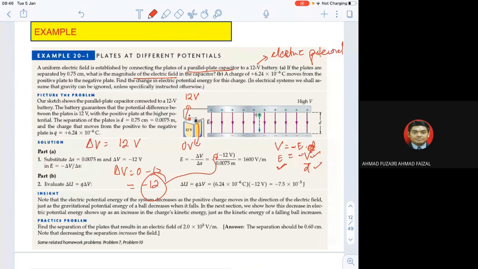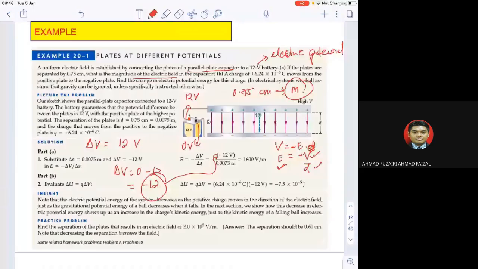And remember, the displacement given in the question is 0.75 centimeters, so we should change this to meters. Remember to do that, okay? And of course, we get 1,600 volts per meter. Okay, the first question is done.